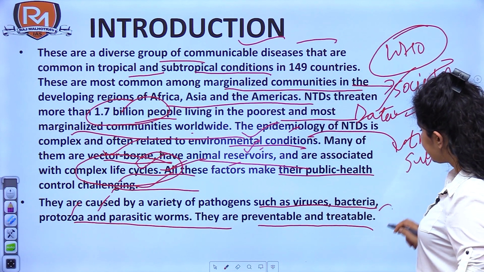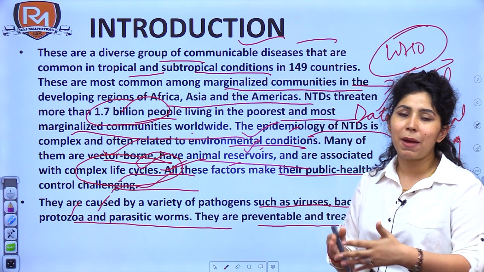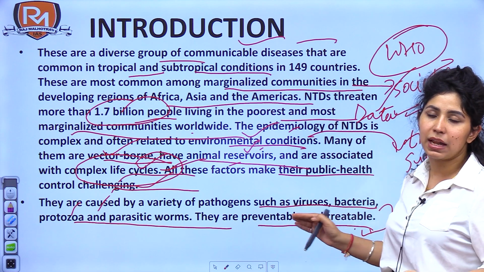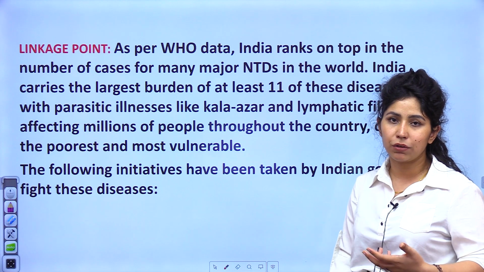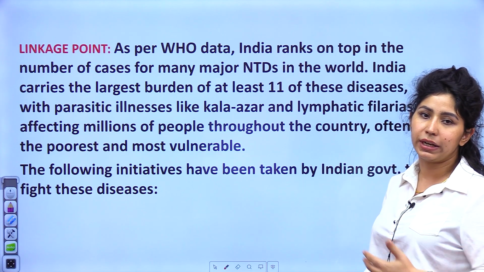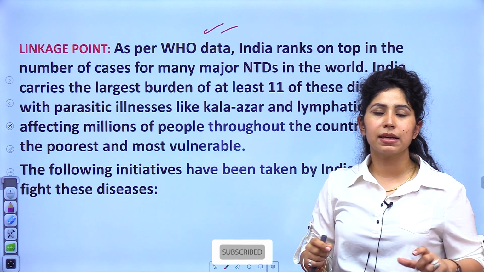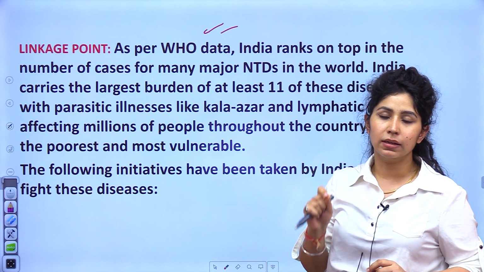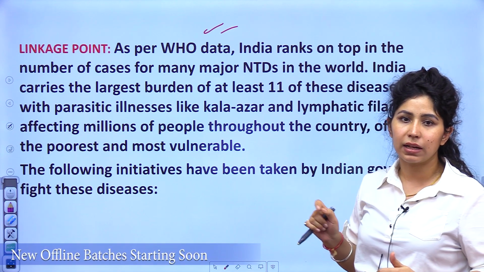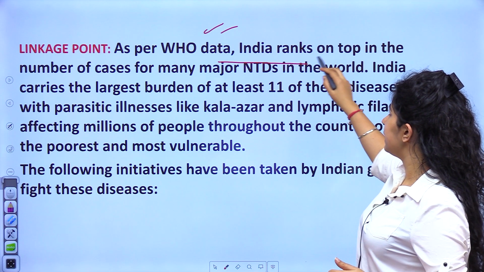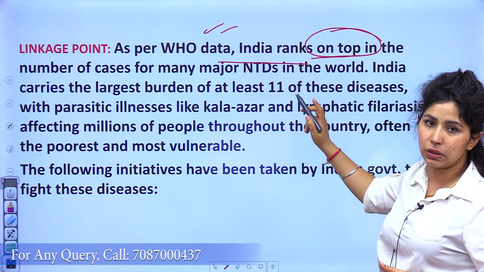When you write about this line, then your doors to the body paragraph can open. Since they are preventable and treatable, then you can say that the following initiatives have been taken by the Government of India to prevent them or to treat them. But before that, in the linkage point, highlight some WHO data with regards to India, because we'll be talking about initiatives in India. So highlight that as per WHO data, India ranks on top in the number of cases on many major NTDs in the world.